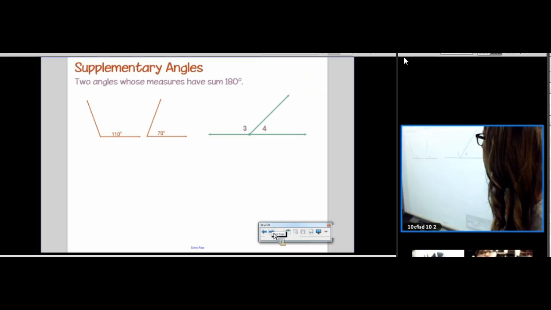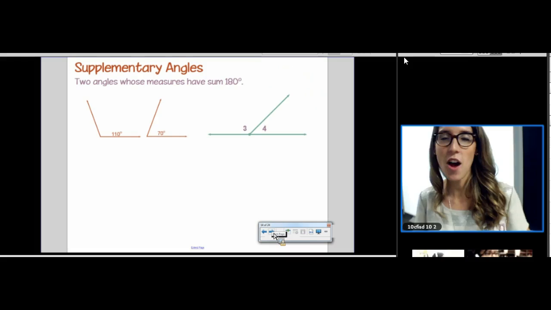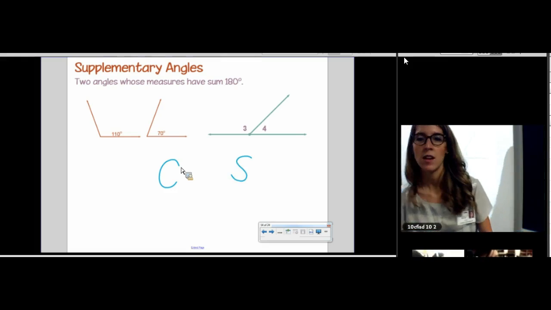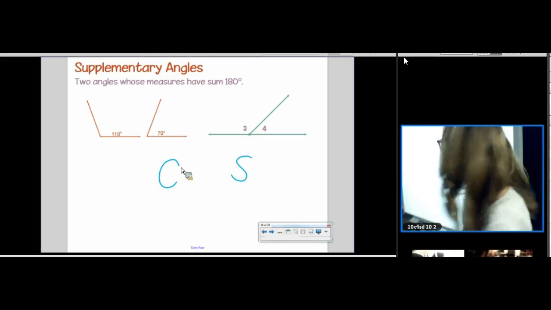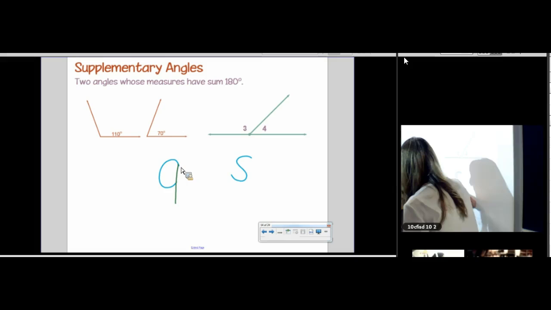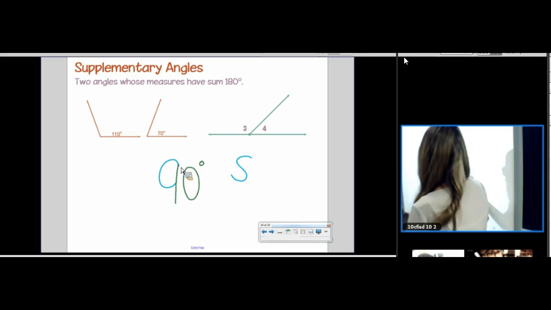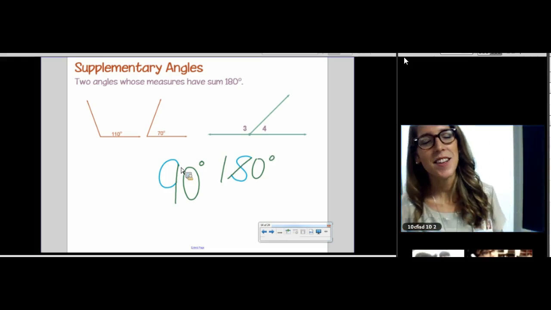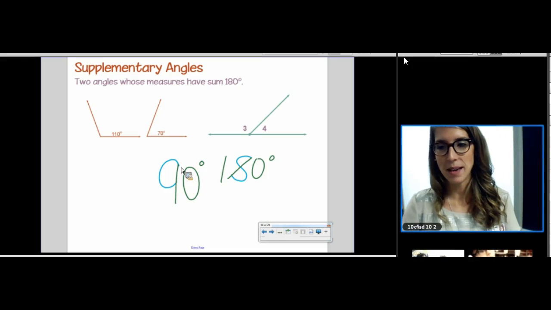Supplementary: two angles who have a sum of 180. Let me tell you a quick way to not get mixed up between complementary and supplementary. We've got C for complementary and S for supplementary. To not get them confused, you can take the C for complementary and turn it into a 9, and you can take the S from supplementary and turn it into an 8. Cool! So there's a quick trick to help you remember complementary versus supplementary, because people get them mixed up.